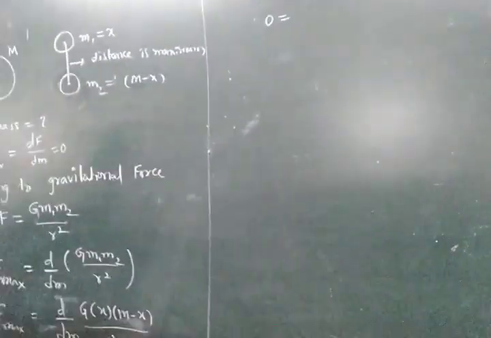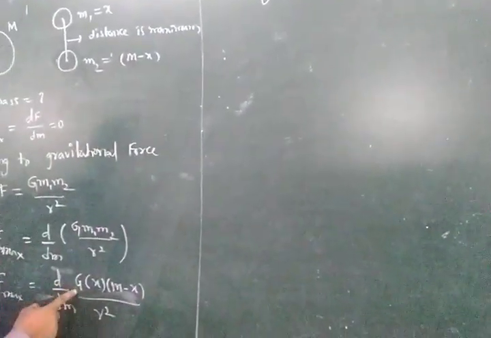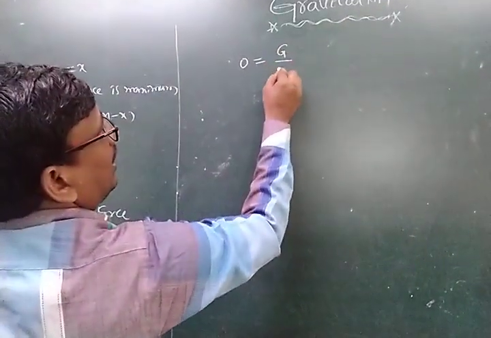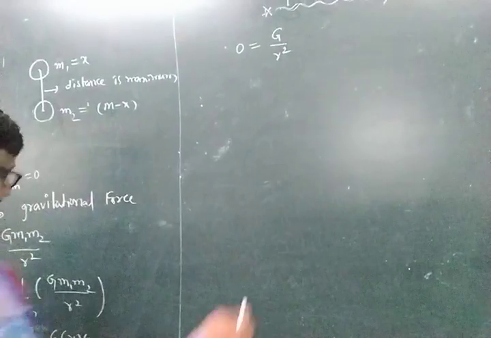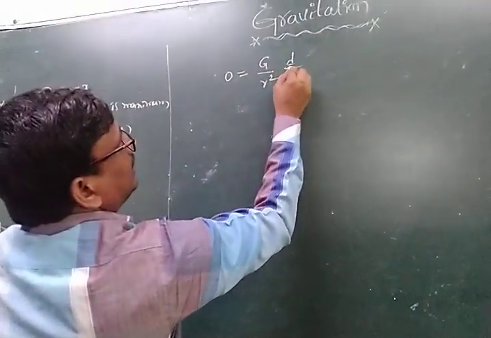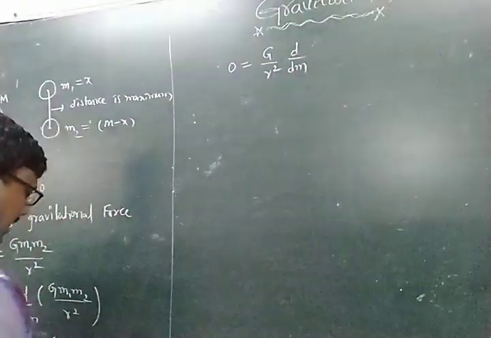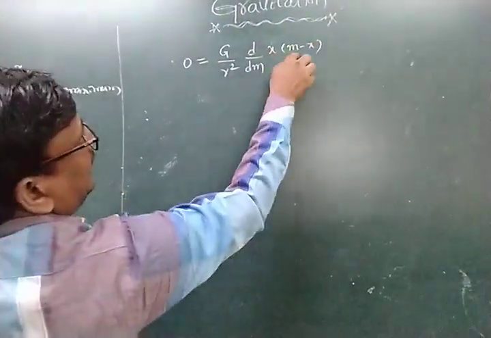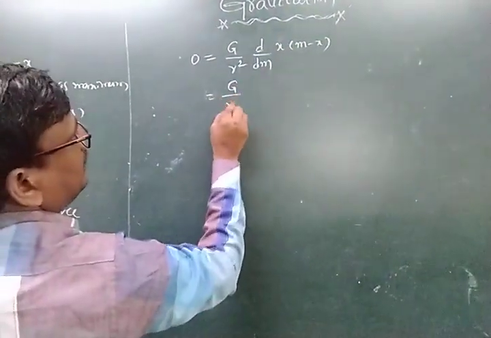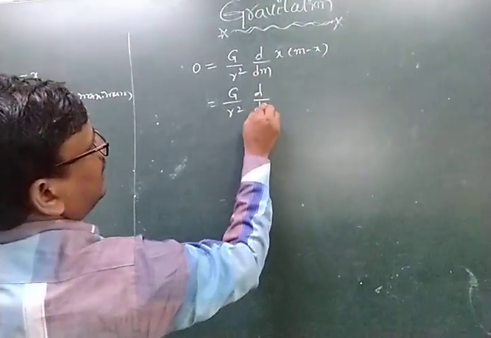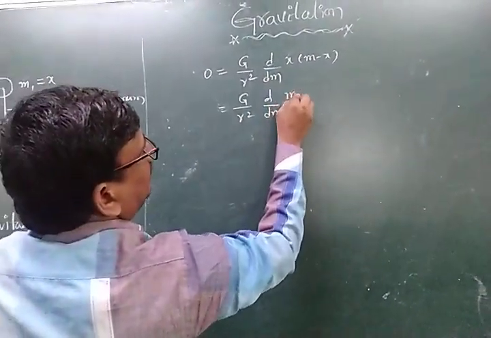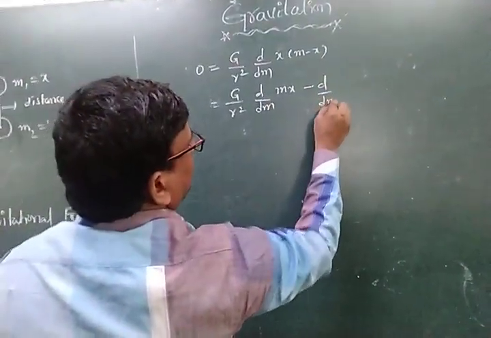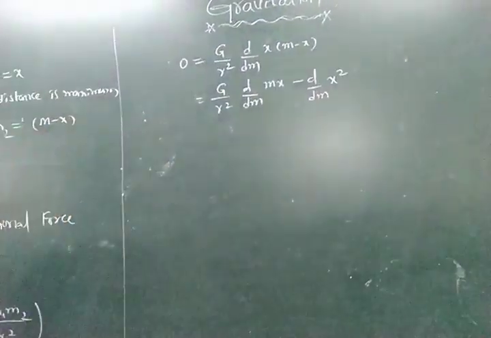the derivative on both sides. G and r square are constant values, so write G by r square as common, and write d by dm of x into (M minus x). Multiplying both terms: G by r square times d by dm of Mx minus d by dm of x square.